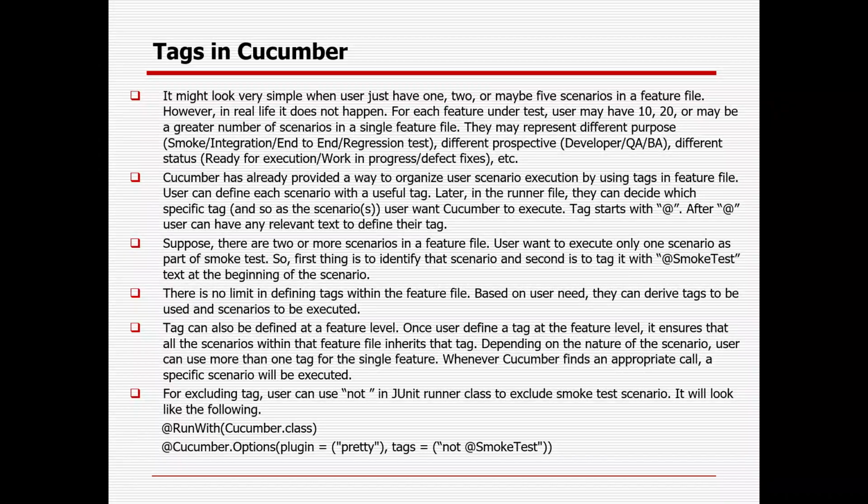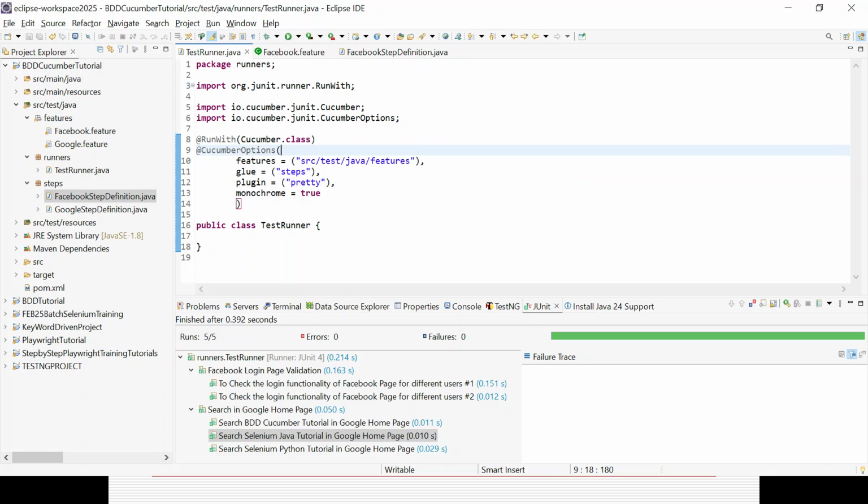Tags can also be defined at the features level. Once a user defines a tag at the features level, all the scenarios within that features file inherit that tag. Depending on the nature of the scenario, a user can use more than one tag. Whenever Cucumber finds an appropriate tag, it executes the specific scenario. What do we need to add? There is a plugin, and in the plugin, after the pretty, you can use some tag. So let's first add some tags at the features level.